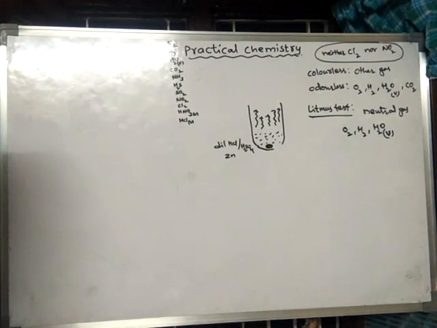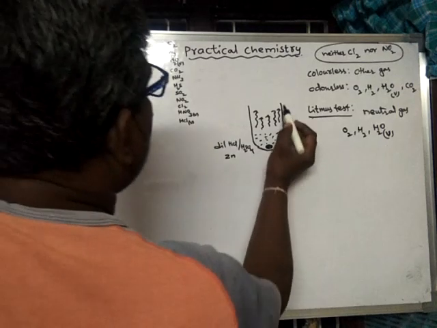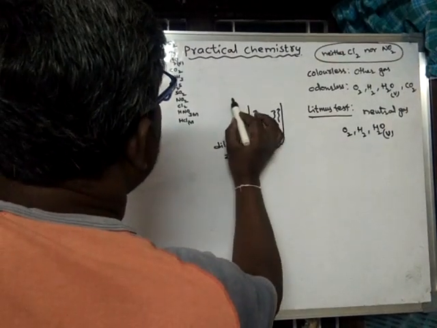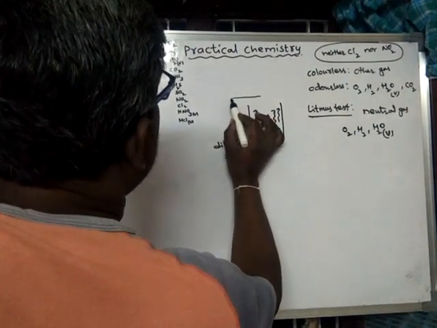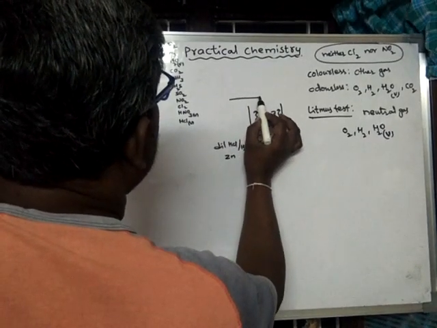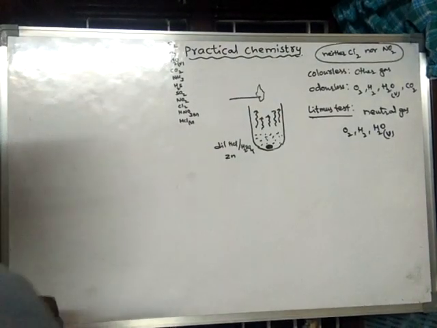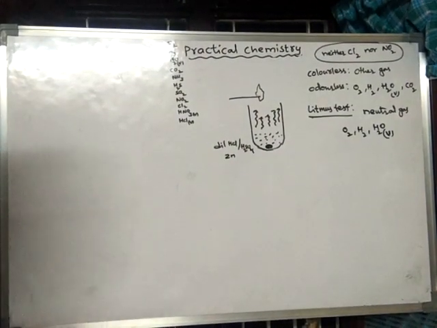Next, what will you do? Simply bring a burning wood splint. Now we will bring what? A wood splint or else any incense stick, agarbatti. So what we will do? Simply we will bring an agarbatti which is burning now, or else any burning wood splint.